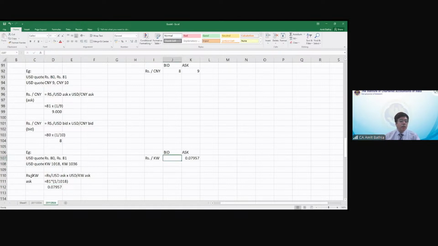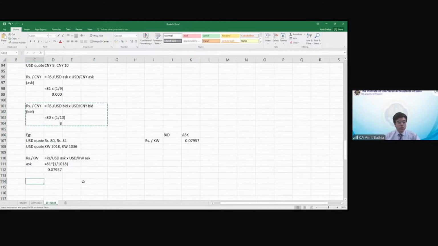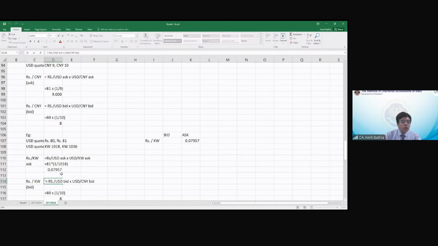Right? Can we do the bid now? Yes. I'm going to calculate over here rupees to USD and KW. So rupees to USD bid is available to you, which is 80. You need to multiply it with.